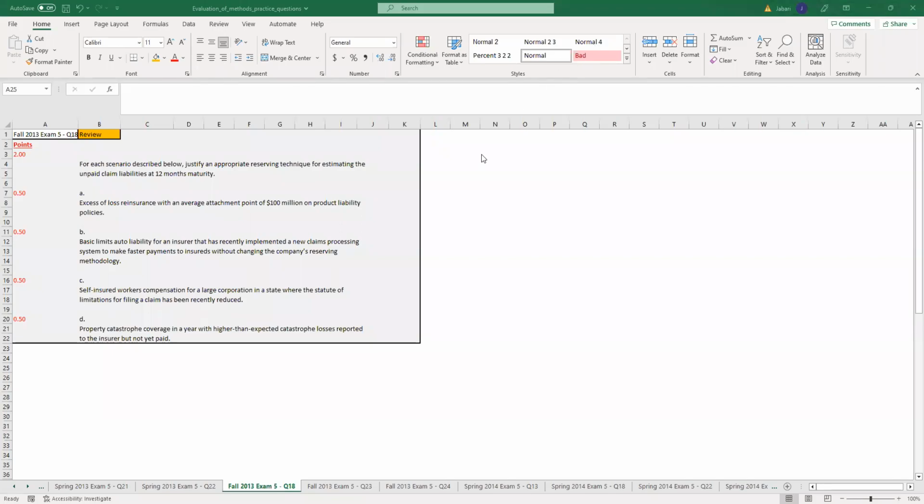Hello, this is Fall 2013, Exam 5, Question 18, and I personally think this question is one of the better ones theoretically. Makes you think about which reserve methods to use. So let's jump into it.